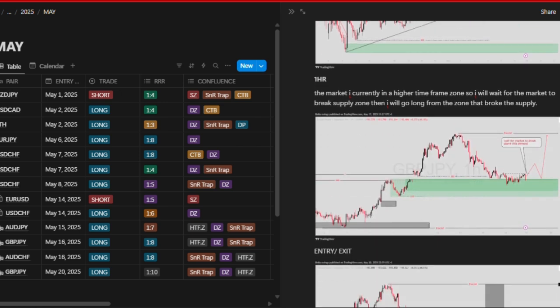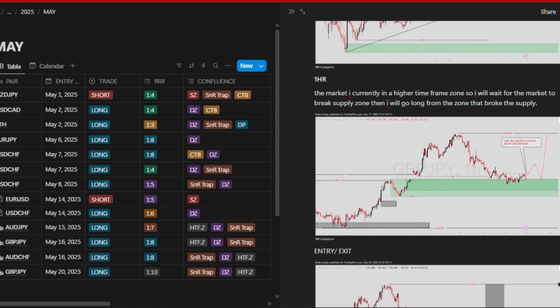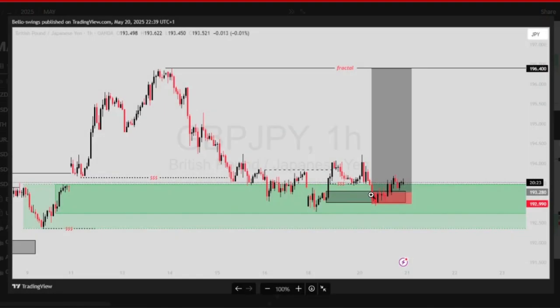And on the 1-hour time frame, as you can see, there was this little demand and supply that was created there, so I was waiting for the market to break above it, and on the test of the demand that was created, I just buy from there, which is exactly what I did. As you can see from here, the market broke the supply zone, created this demand zone, and the market came into it, and it took me out for a loss.